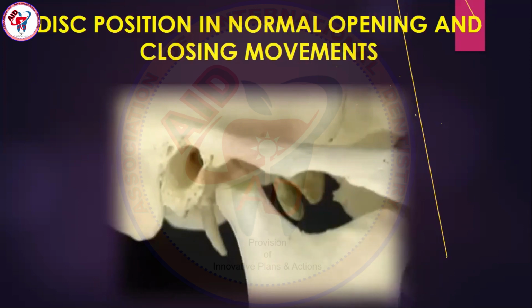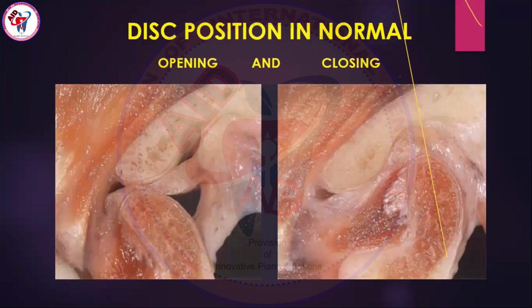Now, this is a very important picture to be noted. Look at this picture on the left side. This is the temporalis muscle, which is attached to the coronoid process. That is the zygomatic bone going on, and this is the zygomatic process of the temporal bone. That is the glenoid fossa posteriorly. I will just explain to you.